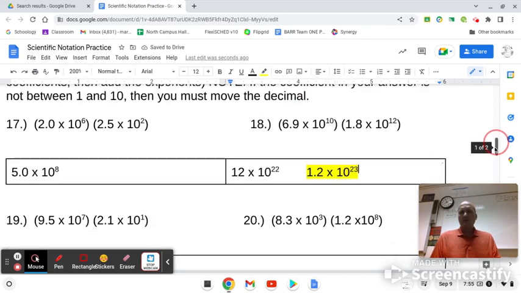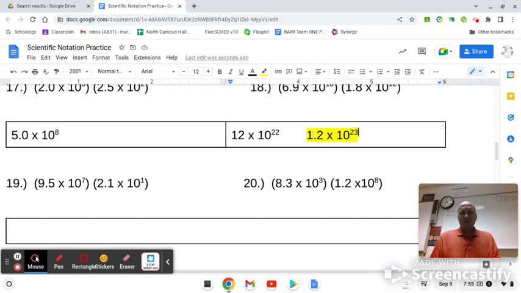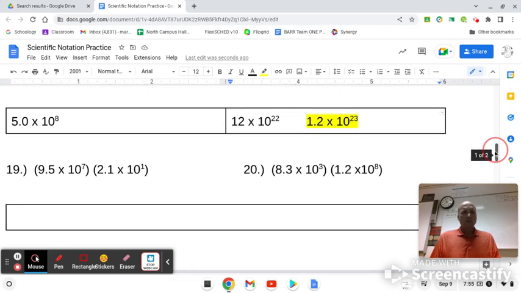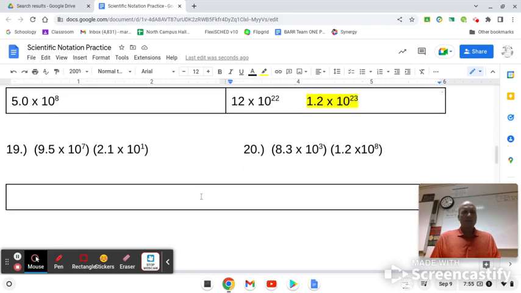All right, they're both the same value. It's just this number should be between 1 and 10. All right, let me try number 19 here. So 19, I got 9.5 times 2.1. That gives me, I'm going to say 20. I'm just going to put a decimal there. I got 20 times 10 to the 7 plus 1 is 8.